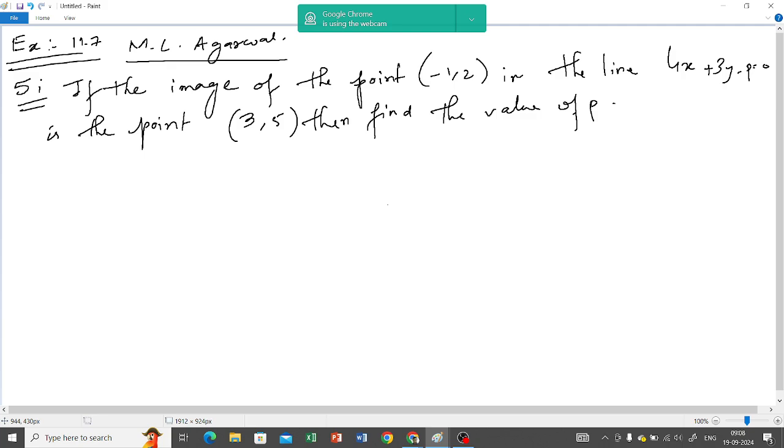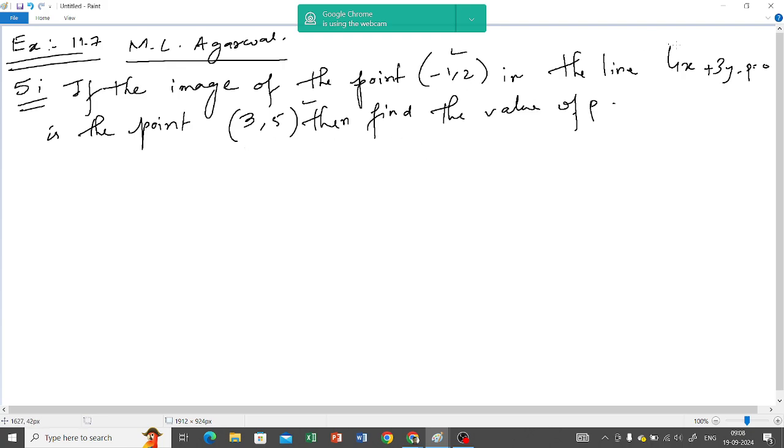Yes sir. Okay, good. Then let me say this once: if the image of the point this in the line this is the point this, then find the value of p. So this is the point and this is the image. Okay, so that means the mid, the image of the point.